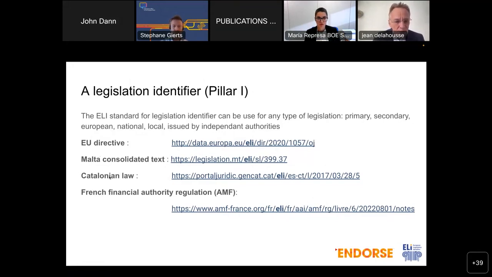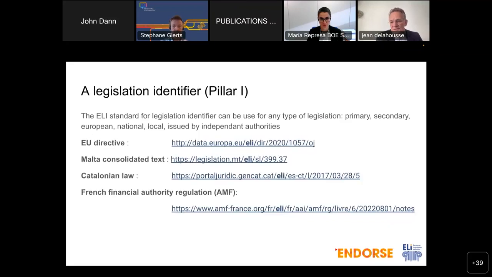You see a local regional legislation, a Catalonian law. So I guess Spain will talk more about it, but you see that it's both Spain, Catalonia in Spain, and an identifier in Catalonia. And what is interesting is that you now have adoption of the ELI by independent authorities. It's the case of the French financial authorities, which use ELI to identify the regulations they publish. So the ELI can be used at any level of the legislation and for any type of legislation.